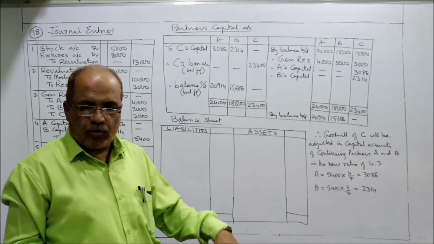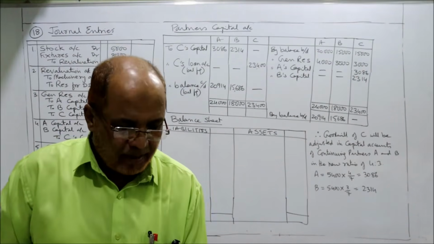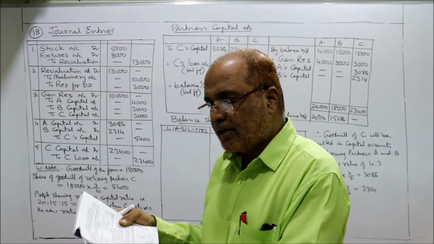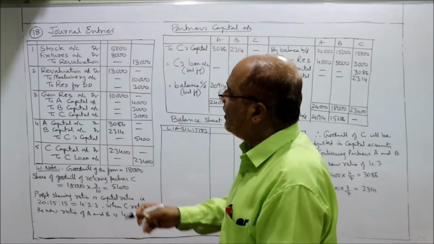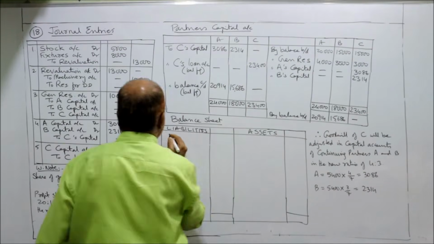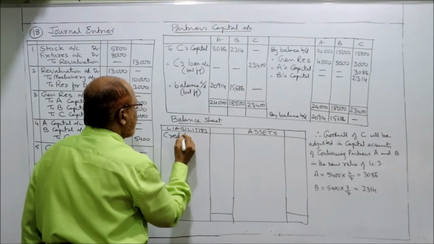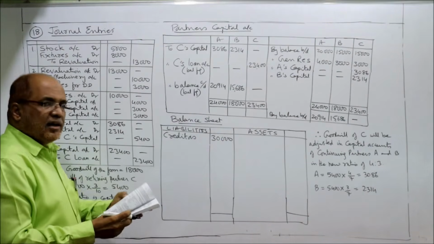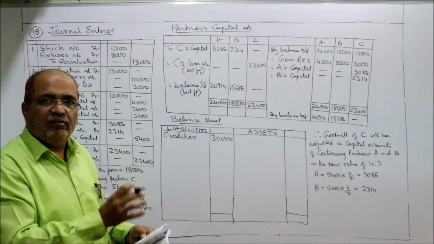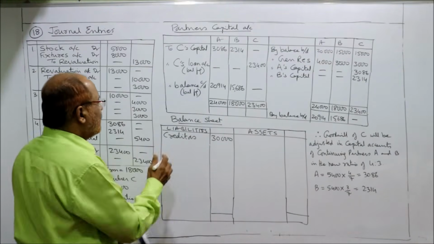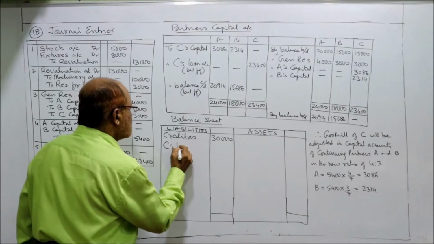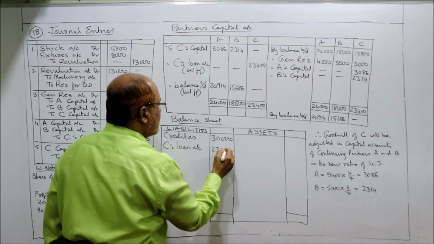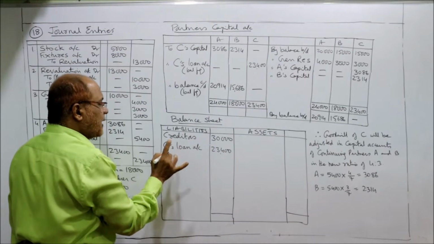Finished. Now we'll come to the balance sheet. We will make the new balance sheet by seeing the old balance sheet. Creditors 30,000. We have not made any changes in creditors, so creditors will remain the same. General reserve will not appear because general reserve we have already transferred to all partners' capital accounts. One more liability, C's loan account. C's loan is 23,400. Now C is not a partner.